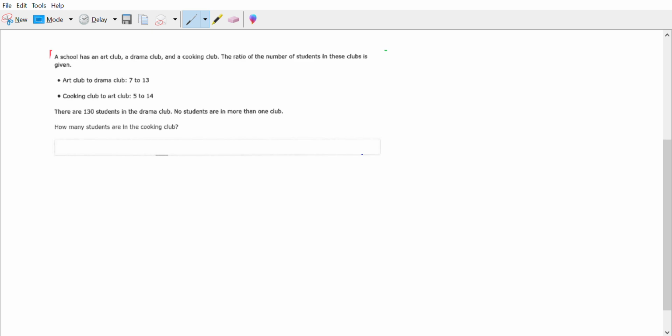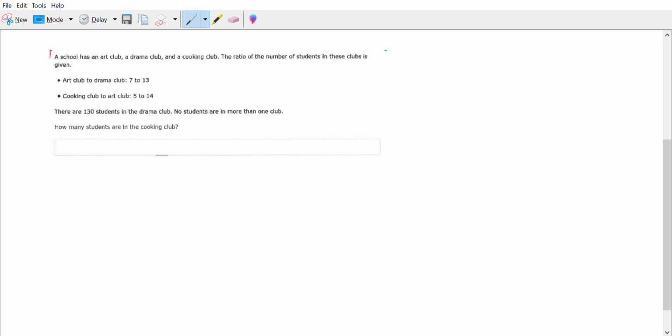A school has an art club, a drama club, and a cooking club. The ratio of the number of students in these clubs is given. So we have art club to drama, which is 7 to 13, and cooking club to art club is 5 to 14. There are 130 students in drama. No students are in more than one club. How many students are in cooking club?